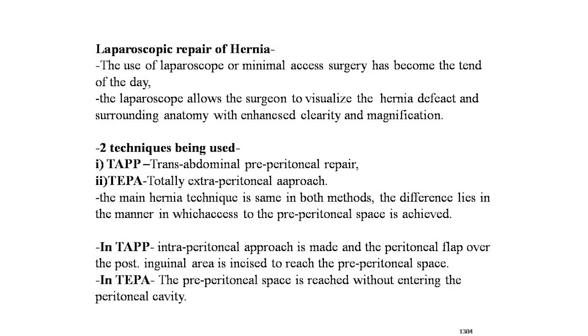The main hernia technique is the same in both methods. The difference lies in the manner in which access to the preperitoneal space is achieved. In TAPP, an intraperitoneal approach is made and the peritoneal flap over the posterior inguinal area is incised to reach the preperitoneal space. In TEP, the preperitoneal space is reached without entering the peritoneal cavity.